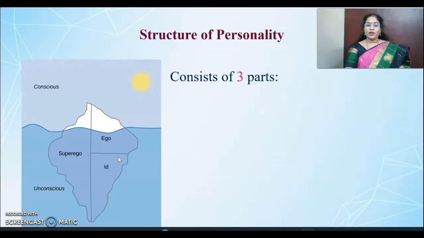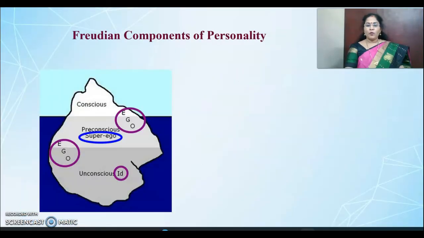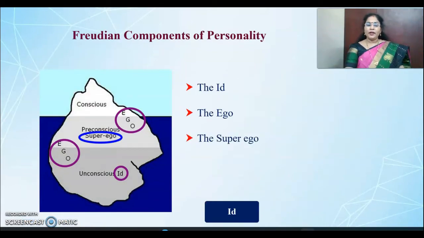Freud has given the structure of personality into three dimensions as id, ego, and superego. We'll focus on one after the other. Id, ego, and superego are available in different levels. Id is available exclusively in the unconscious mind. Ego is between the pre-conscious, conscious, as well as unconscious. And superego is available in the pre-conscious mindset.